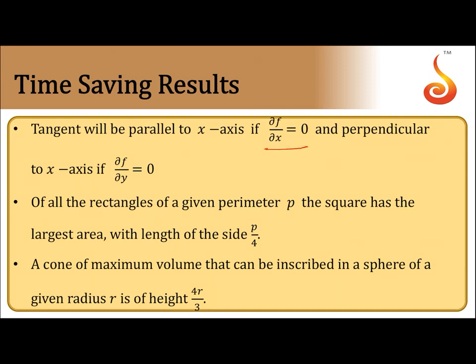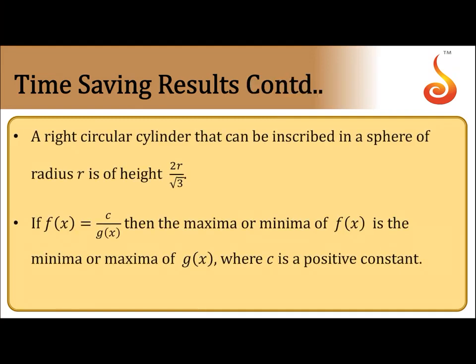For the tangent to be parallel to the x-axis, find the derivative of the function keeping y constant and equate it to 0. That gives you the required result. Similarly, for the tangent to be parallel to the y-axis, dou f by dou y is equal to 0 gives us the required answer. And these are some of the applications of the geometry.